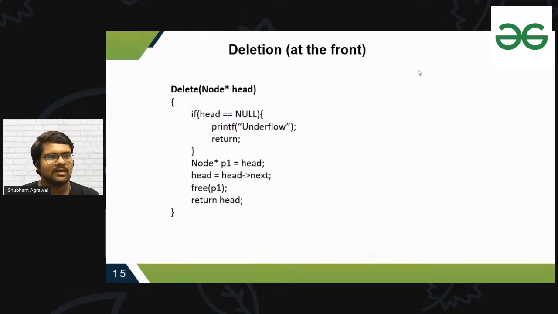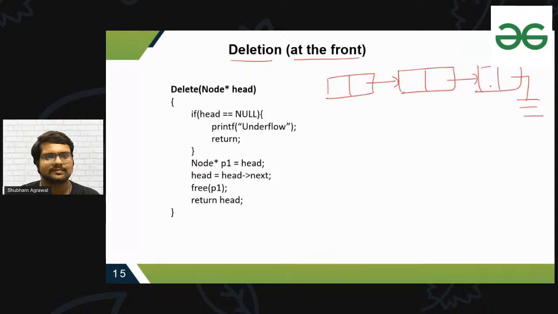How can we delete a node from the linked list? Let's suppose we have a linked list in which 3 elements are there, and the head is pointing to the first node. Then we will check whether head is null or not. If it is null, then it contains no elements, so we just print underflow and return from there. But if it is not null, then head is not pointing to none, so we have a list here.